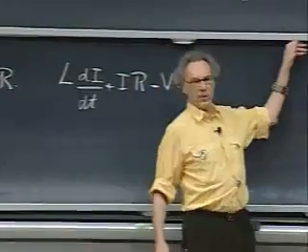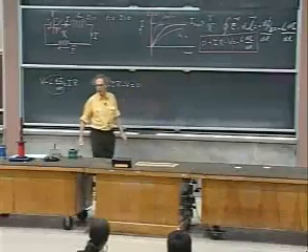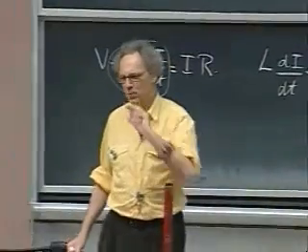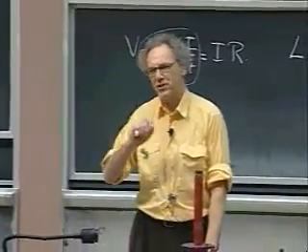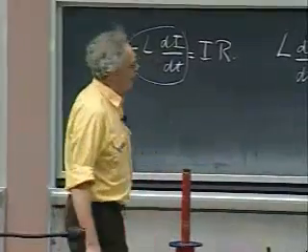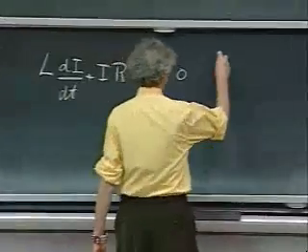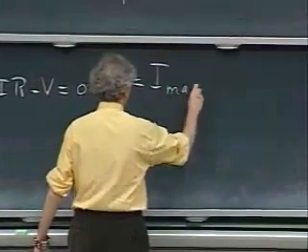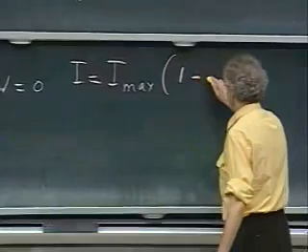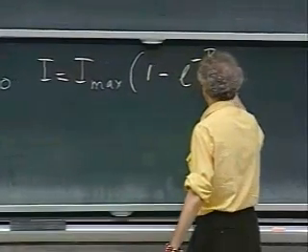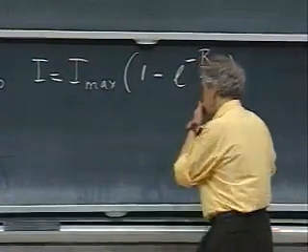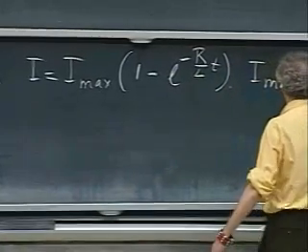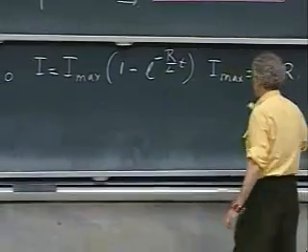Some of you may have solved this equation in 801 already. Surely you didn't have an I here, you may have had an x here for the position. But you probably solved it where you had friction. Maybe you didn't. I will give you the solution to that differential equation. It's a very easy solution. The current as a function of time is a maximum value times 1 minus e to the minus R divided by L times t. And I max, that is the maximum current, is V divided by R.